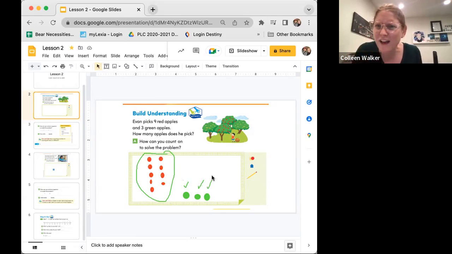Friends, what was faster? Counting all or counting on? What do you think? If you said counting on, that's correct. That way is more efficient. Efficient is a word that means faster.